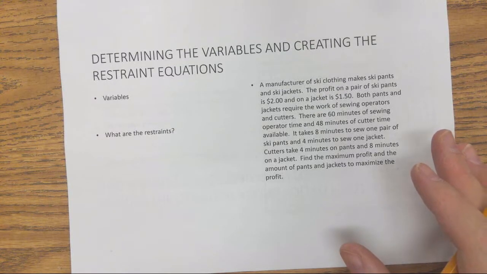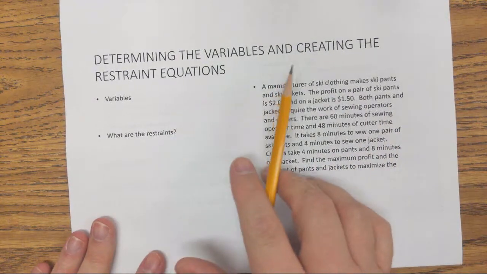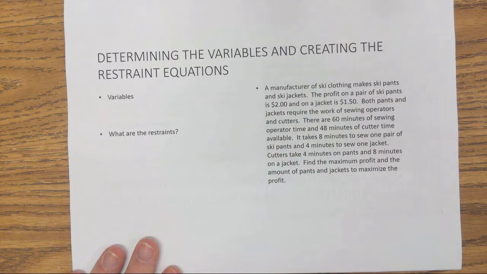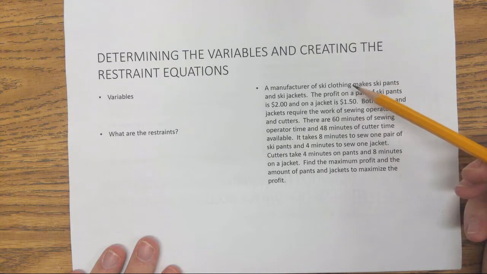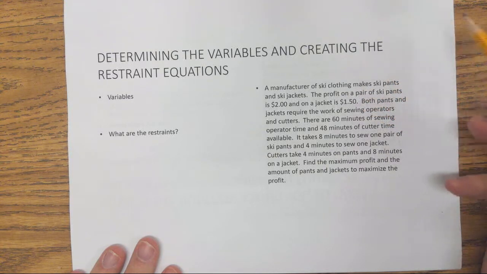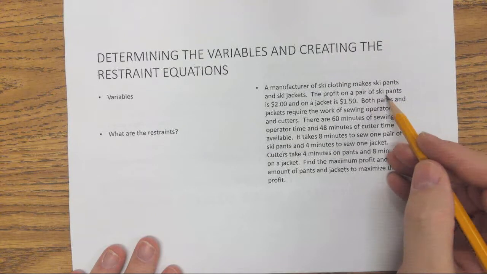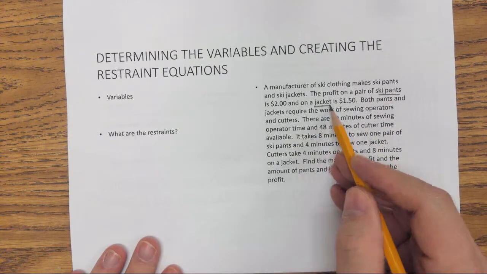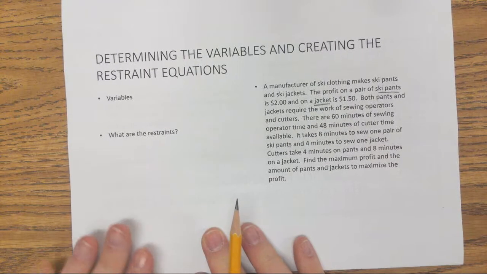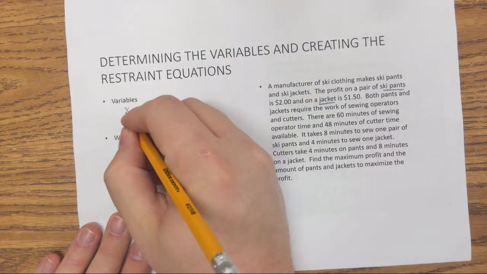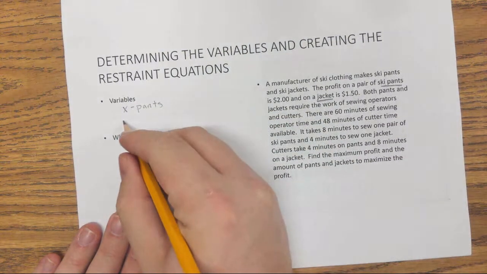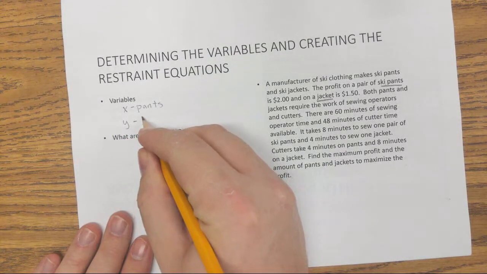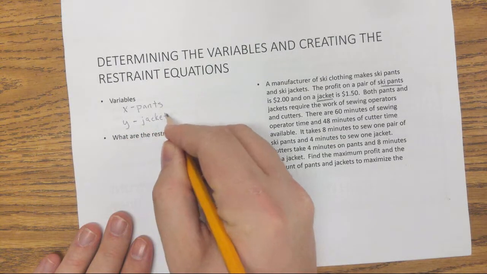Let's look at how we determine the variables and create the restraint equations. The variables: what are we making? What is the one constant thing through here that affects the profit, the time, everything else? Well, it's the pants and the jacket. So that's what I'm going to use for my variables. I'm going to say that X is the pants and Y is the jacket. So there are my variables.